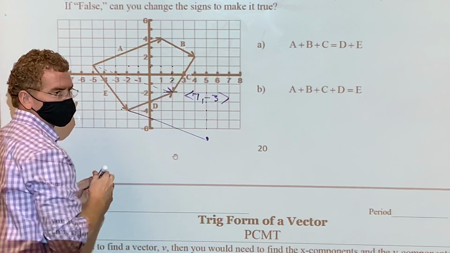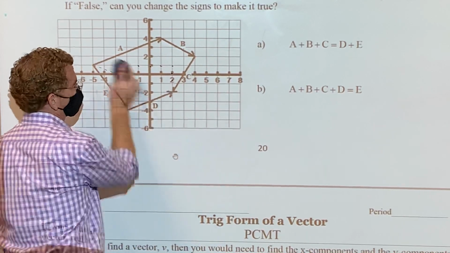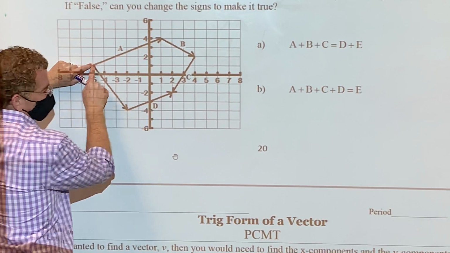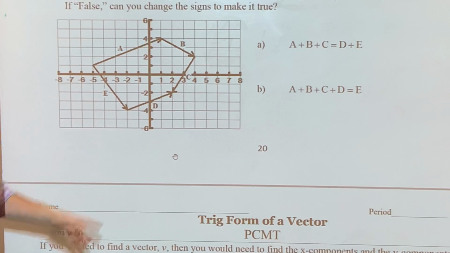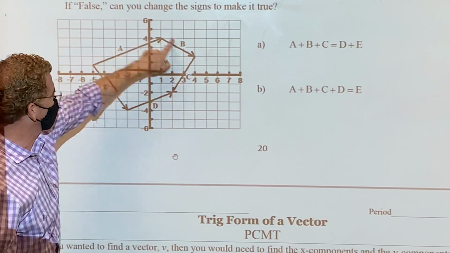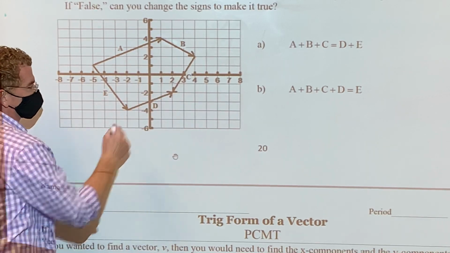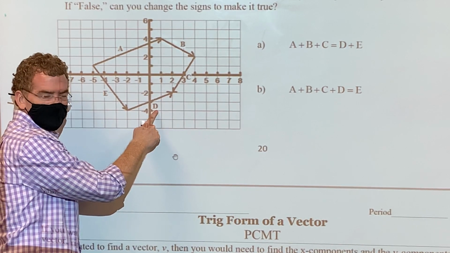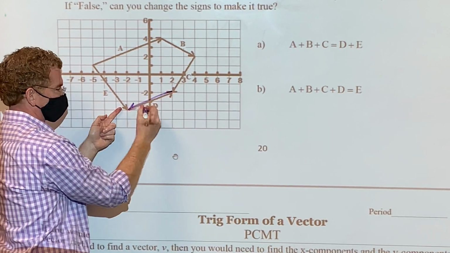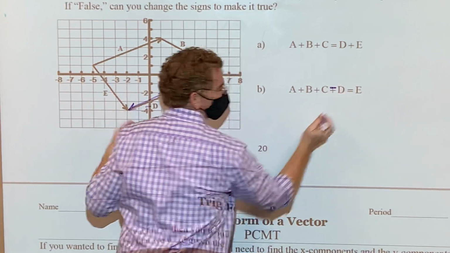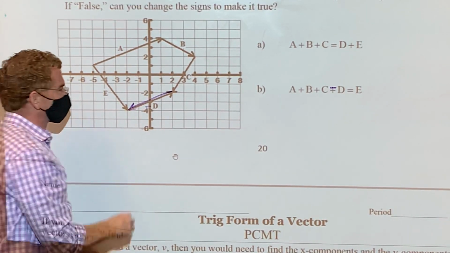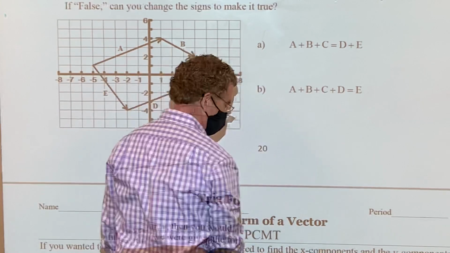So is that true? Yeah, it would have to be true because ABC puts me right here, and adding D and E puts me right there. Is ABCD equal to E? A, B, C. Now that's positive D, right? What would be equal to E? Yeah, if I turned D around and made it -D. So that would be true. Y'all seeing these? Okay, so you might see a little bit of that on your test.